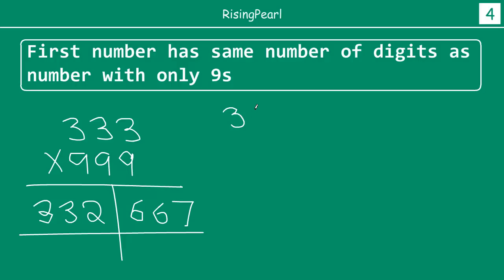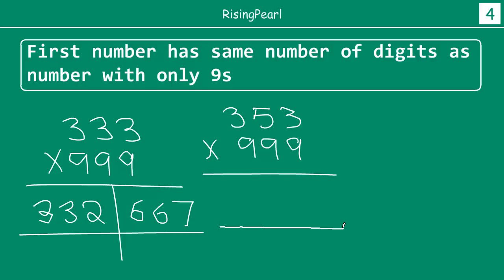So how about if we were to do 353 times 999. So this should be, again, there are two parts. The first part will be 352, right? Because this 3 will become 3 minus 1, which is 2. So 352. Then we subtract 3 from 9, we get 6. 5 from 9, we get 4. 2 from 9, we get 7. Our answer is 352647.